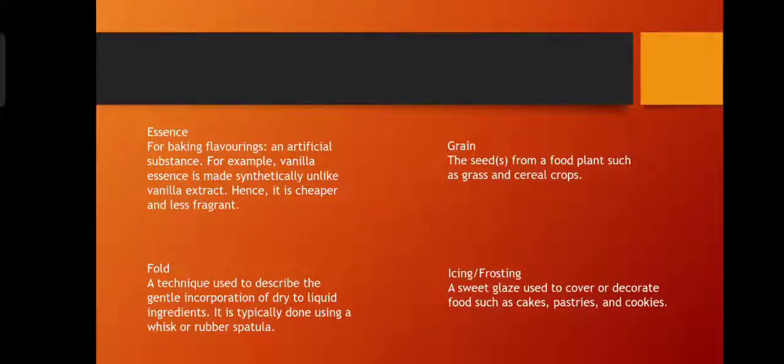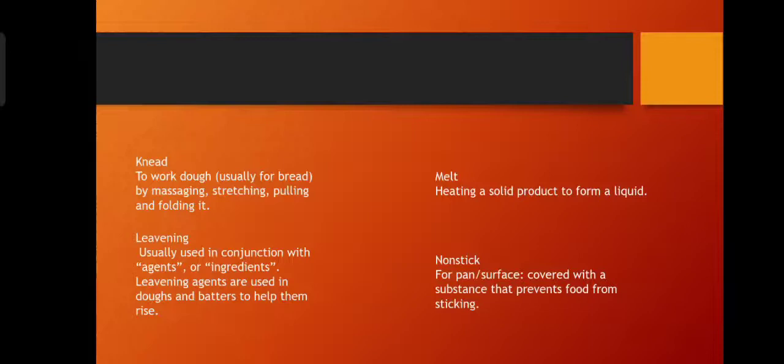G is for grain, the seed from a food plant such as grass and cereal crops. I is for icing, or what we call frosting, a sweet glaze used to cover or decorate food such as cakes, pastries, and cookies. K is for knead, to work dough, usually for bread, by massaging, stretching, pulling, and folding it. L is leaven, usually used in conjunction with agents or ingredients. Leavening agents are used in doughs and batters to help them rise.